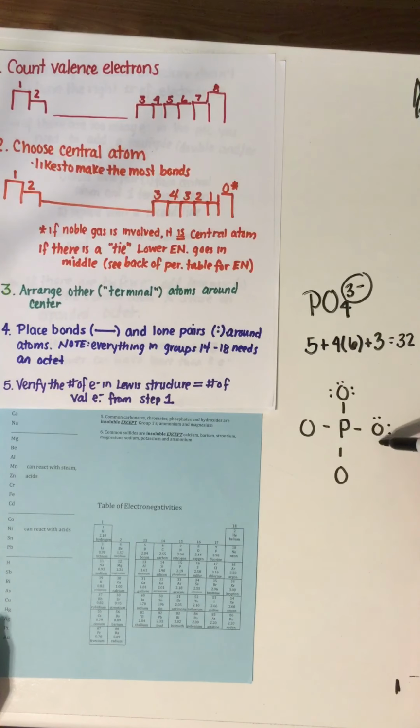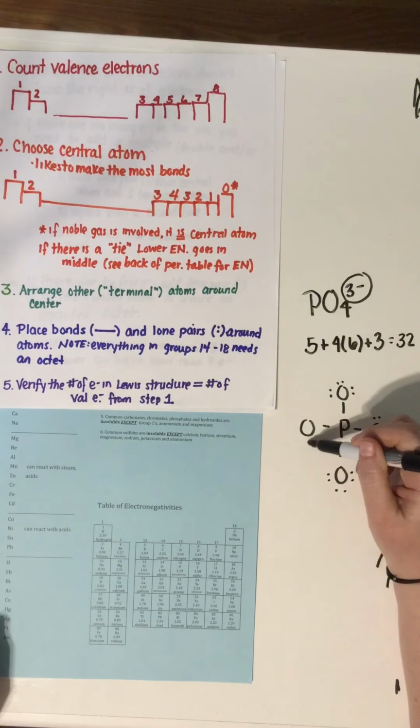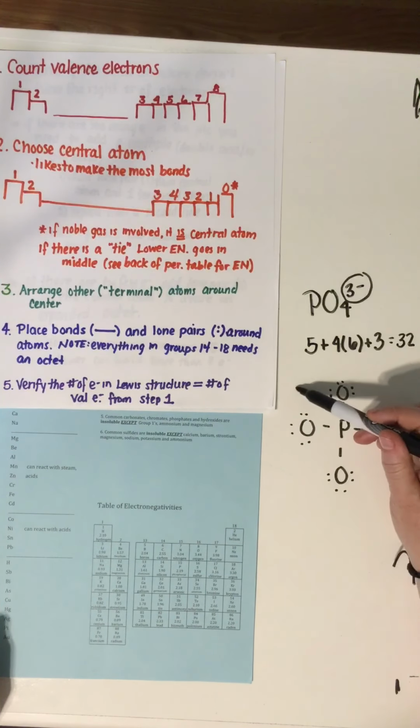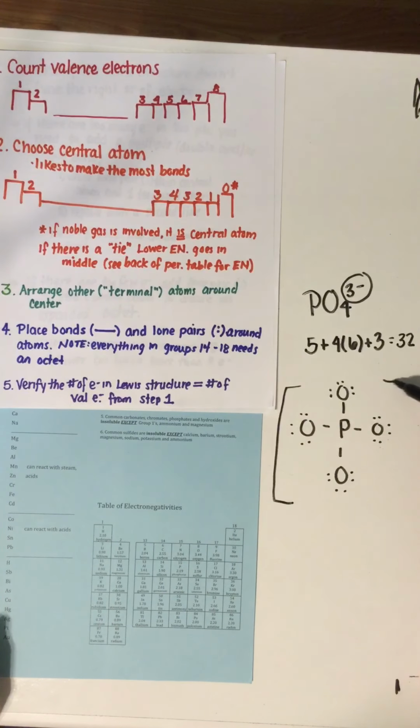We give 8 electrons to everything in group 14 through 18. And then we count. 2, 4, 6, 8, 10, 12, 14, 16, 18, 20, 22, 24, 26, 28, 30, 32. That is the correct number of electrons, so this is a good structure. The only other thing we do for polyatomic ions is we put them in square brackets at the end and put the actual charge up here in the upper right hand corner. So if it's a -3, we write a -3, but that really means we added 3 electrons to the structure to make it work. If you did have a positive charge polyatomic ion, then in this step you would have just subtracted instead of added, and then you would have put the plus whatever charge up here.